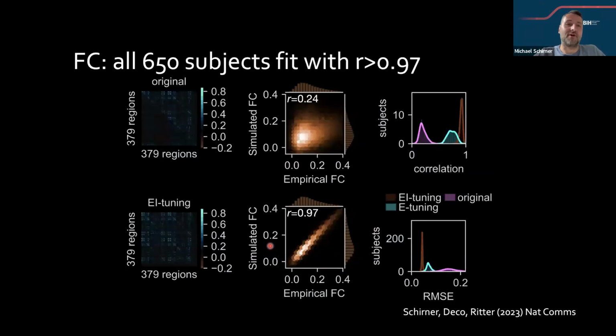And we were able to do this for all the 650 subjects from this study, which had complete data. And as you can see here, compared to the state of the art before, if you tuned these subjects, then you got a correlation of something around 0.3 maybe, here on average it was 0.24, which is a typical result of brain network model simulations in the past. And now we approach basically perfect correlation.